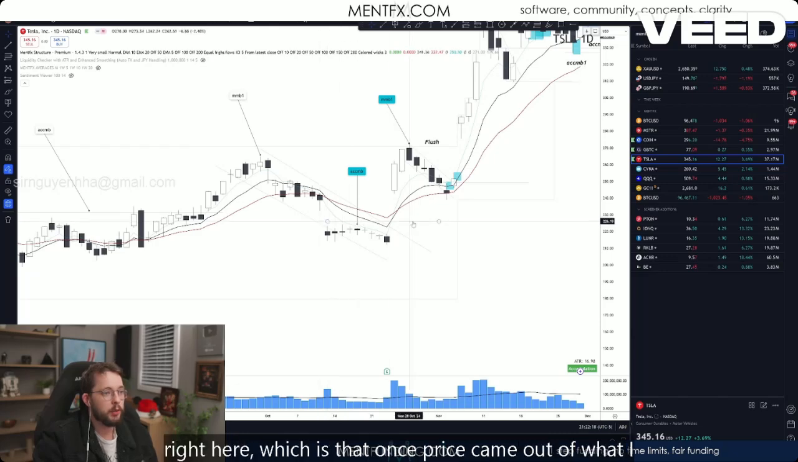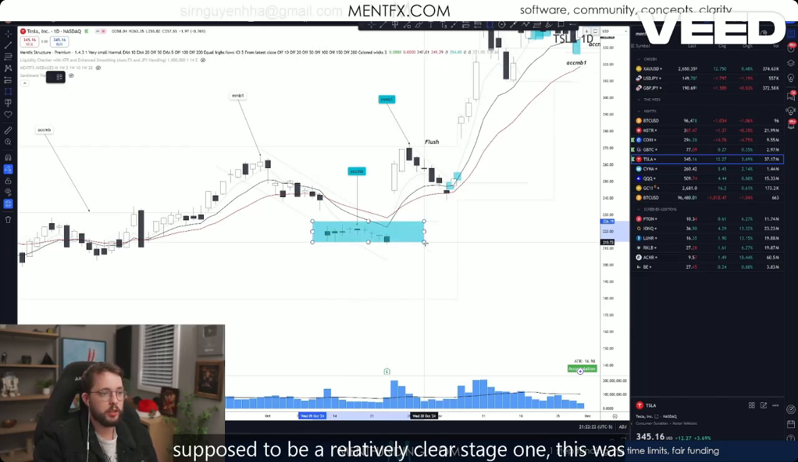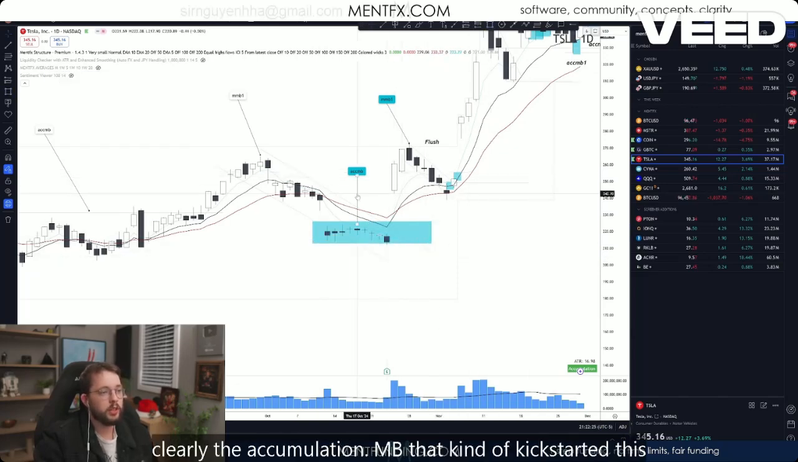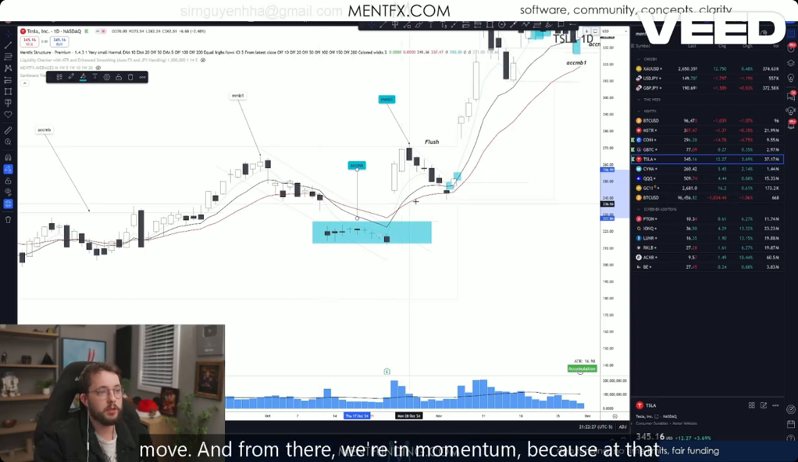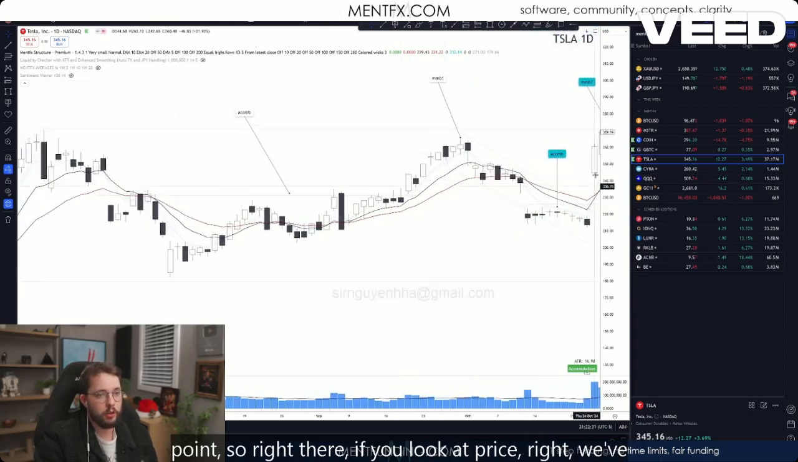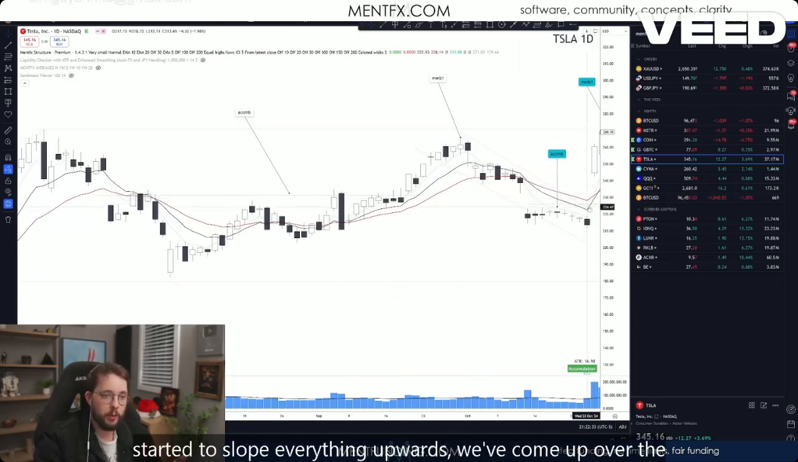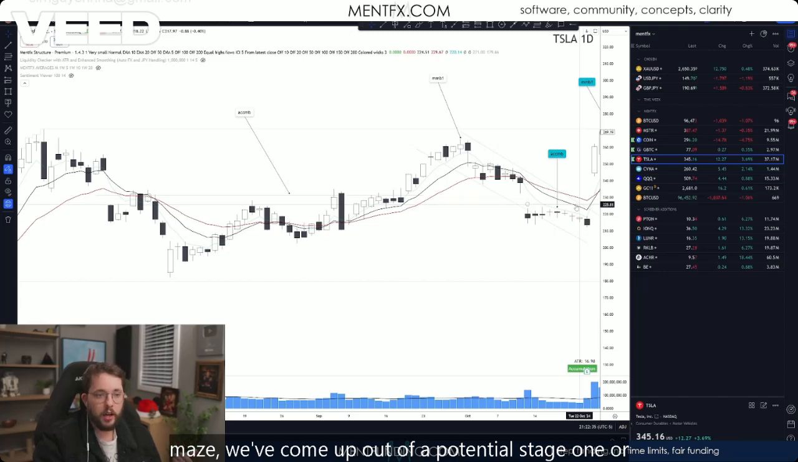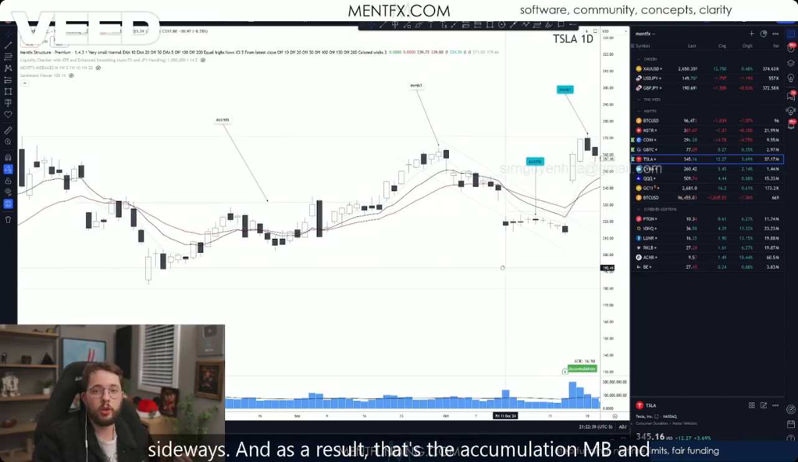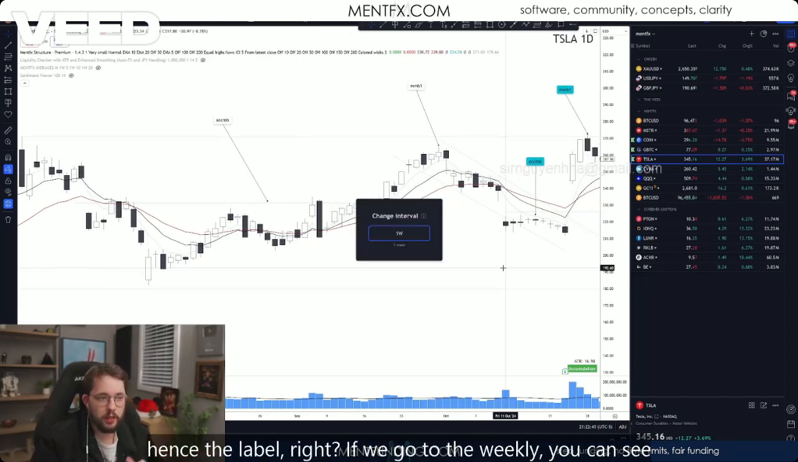You can see I labeled it right here, which is that once price came out of what I suppose to be a relatively clear stage one, this was clearly the accumulation MB that kickstarted this move. And from there, we're in momentum because at that point, if you look at price, we've started to slope everything upwards. We've come up over the MAs. We've come up out of a potential stage one or sideways. And as a result, that's the accumulation MB and hence the label.